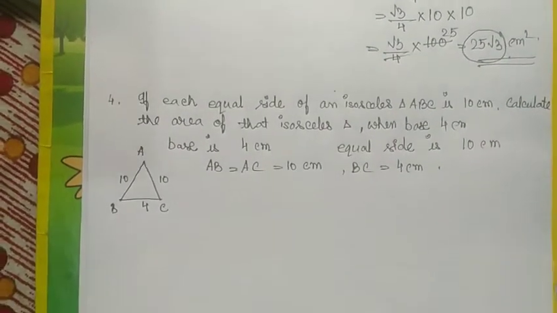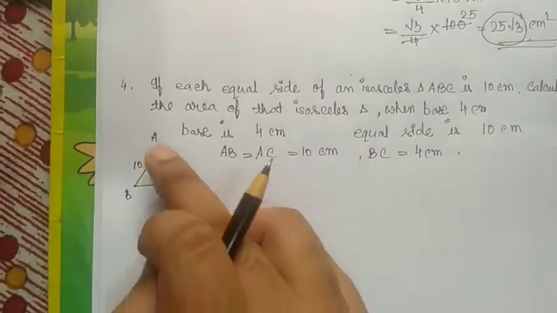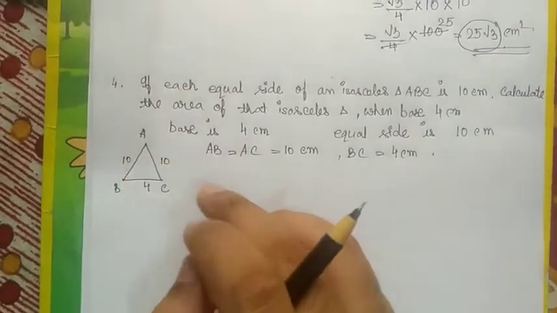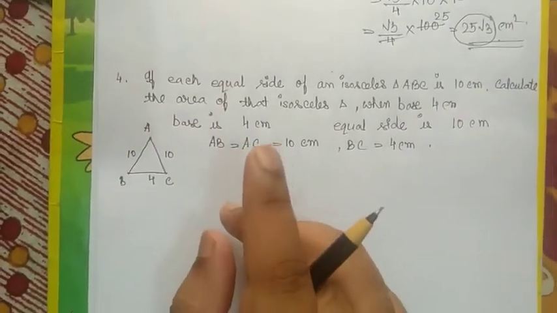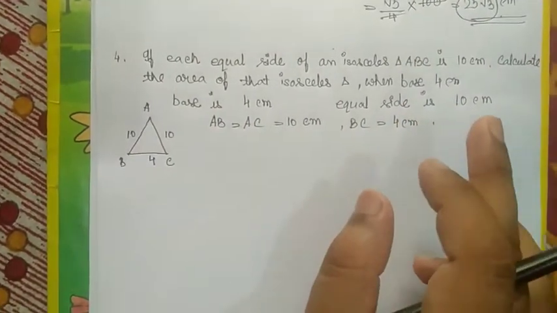We know the formula of area of the triangle is half into base into height, where in this sum the height is not here. So therefore we have to use the Heron's formula, root over s into s minus a into s minus b into s minus c.